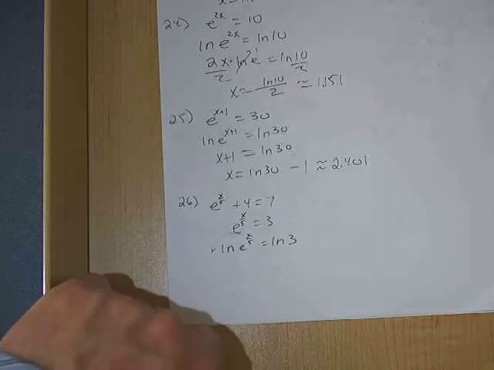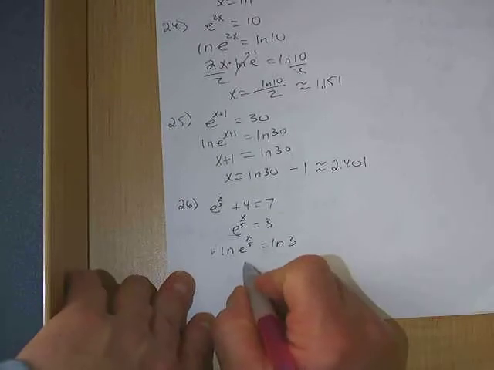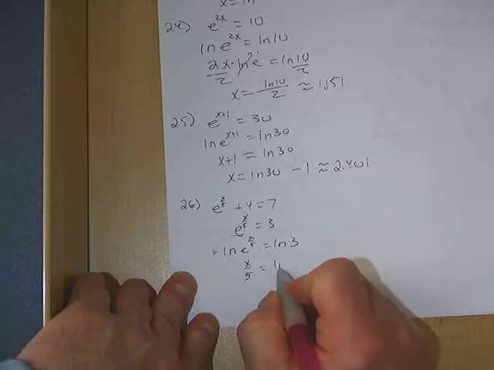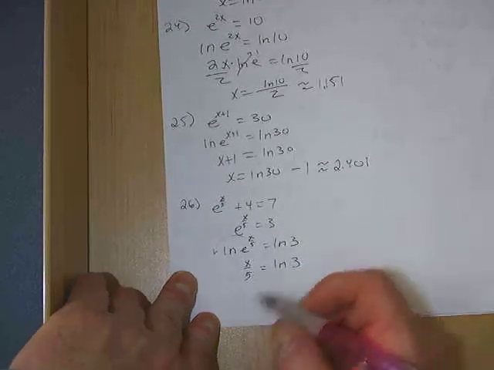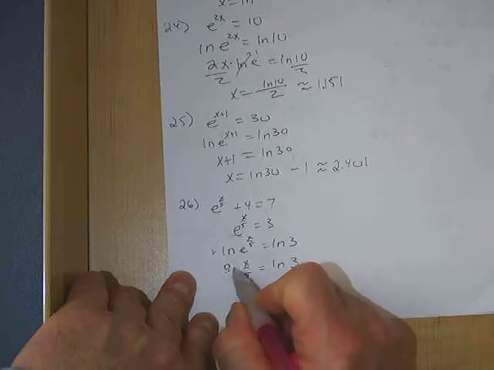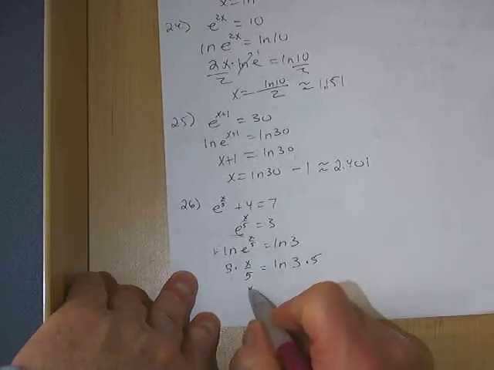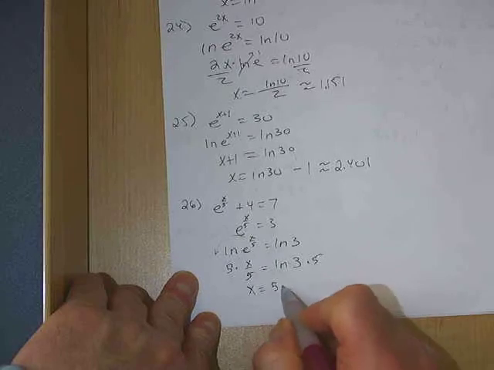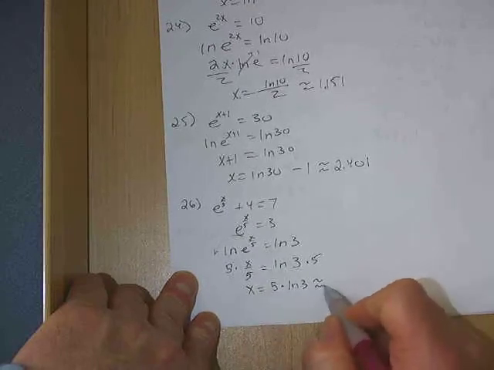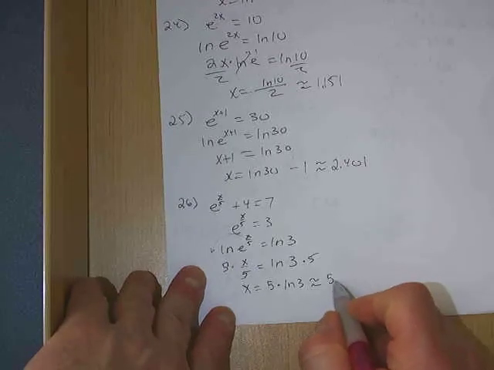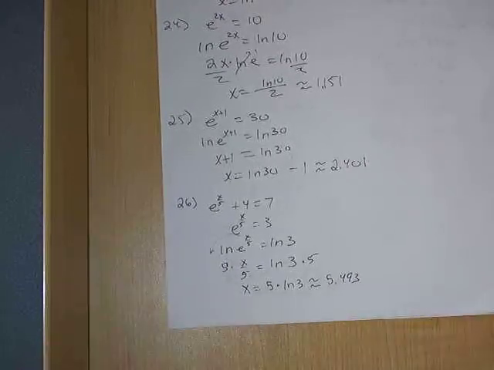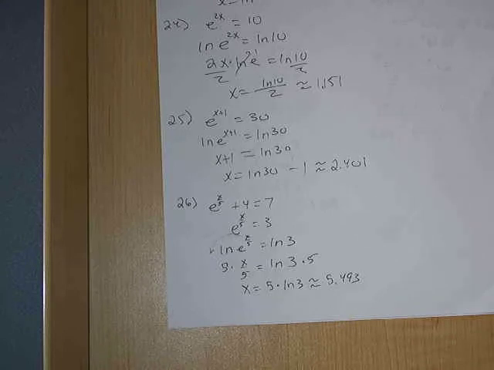Then I can bring the x over 5 down in front, leaving me the natural log of e, and the natural log of e is 1. So I'm left with x over 5 equals the natural log of 3. X divided by 5, I undo that by multiplying each side by 5. And I get x equals 5 times the natural log of 3, which is approximately 5.493.